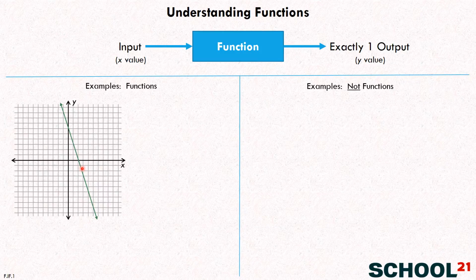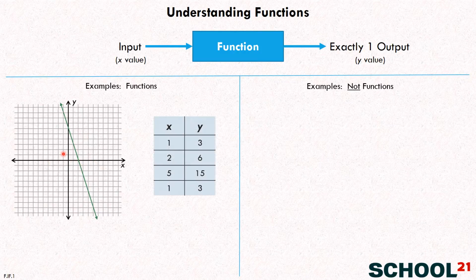If there was some sort of graph like a circle, then sometimes you could put in x and you would get one value and another value. That's not a function. Okay, so it can only give you one y value for each x value. Let's look at a table here.